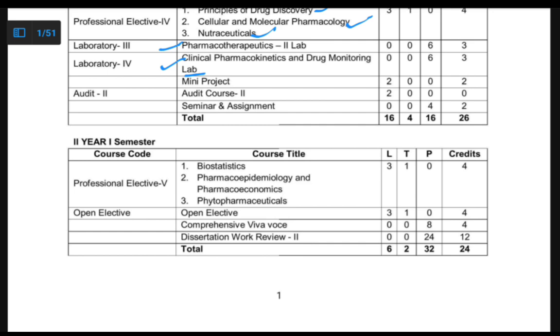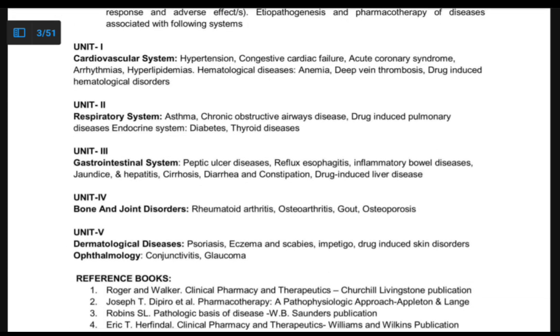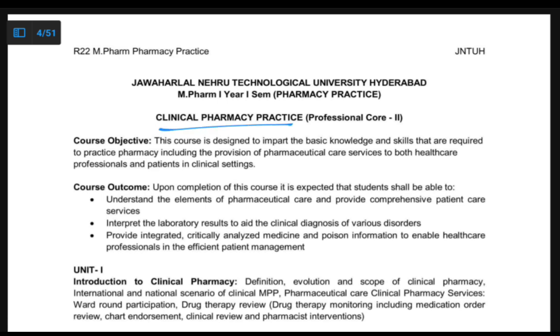And in the second year, we have biostatistics, pharmacoepidemiology, pharmacoeconomics, and phytopharmaceutics. Starting with pharmacotherapeutics, we have the cardiovascular system, respiratory system, gastrointestinal system, bone and joint disorders, dermatological diseases, and ophthalmology. The next subject is clinical pharmacy practice.